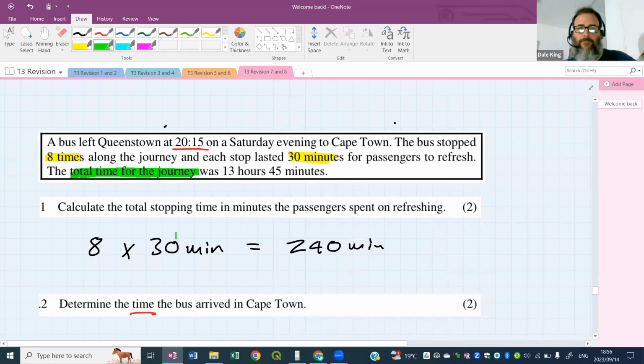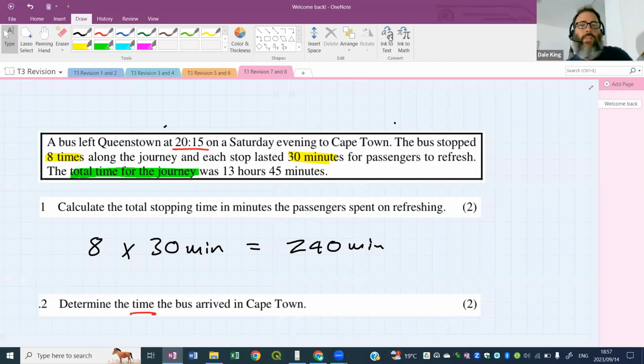Yeah, they're not saying that. Well, it says the total time for the journey was 13 hours and 45. They're not saying that the total time of traveling is 13 hours and 45. They're saying the total time for the journey is 13 hours and 45. And for 2 marks, do they want us to actually add on stoppage time? See, if this was 13 hours of driving, then I would add on stoppage time to see what time they get there. But if they say the total time for the journey was 13 hours 45, to me, that's saying the time from when they started to when they get there took 13 hours 45, including the stoppages. You see what I mean?